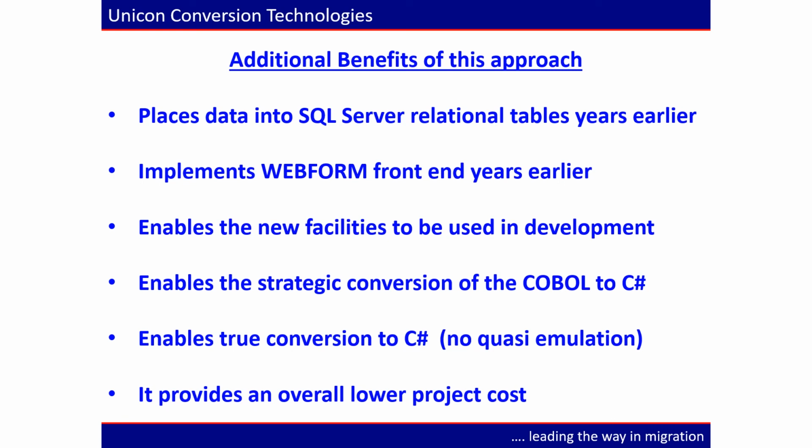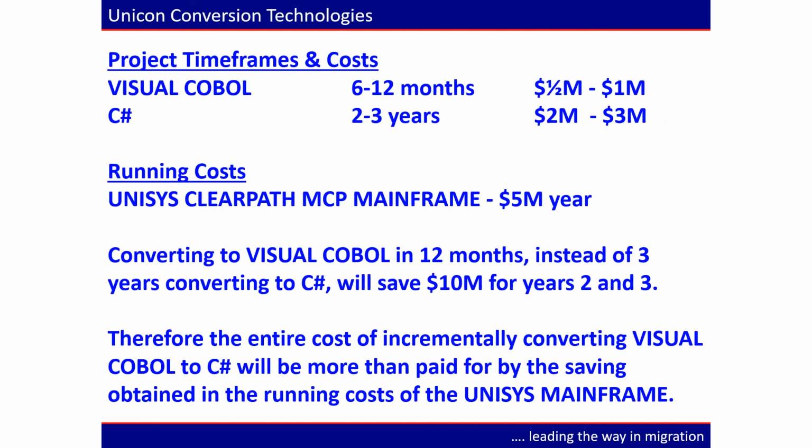The incremental reengineering process also provides an overall lower project cost. Let me explain what I mean by this. A typical COBOL to Visual COBOL project takes 6 to 12 months and costs $500,000 to $1 million. Converting the same applications from COBOL to C# typically takes 2 to 3 years and costs $2 to $3 million. The Unisys MCP mainframe, in the meantime, could be costing $5 million a year to run.